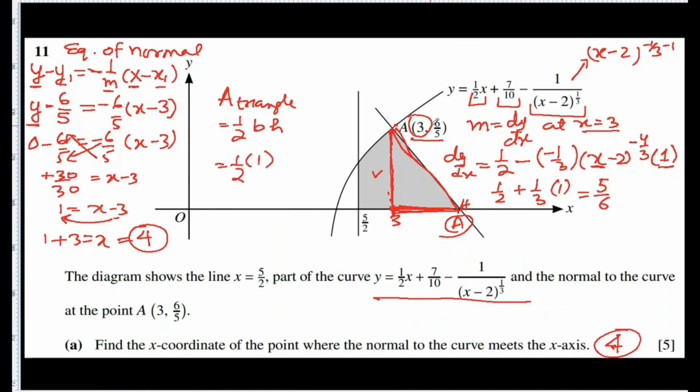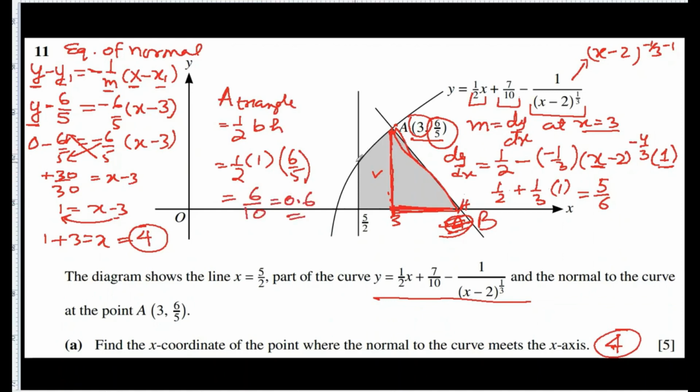Height will be the y coordinate of point A. Okay, I took that also as A. My mistake. There was already a point A and I named this as A. Should have written as B. Let's call it B from now onwards. So the height of the triangle is 6 over 5. So the area becomes 6 over 10 or 0.6. We will use this later.